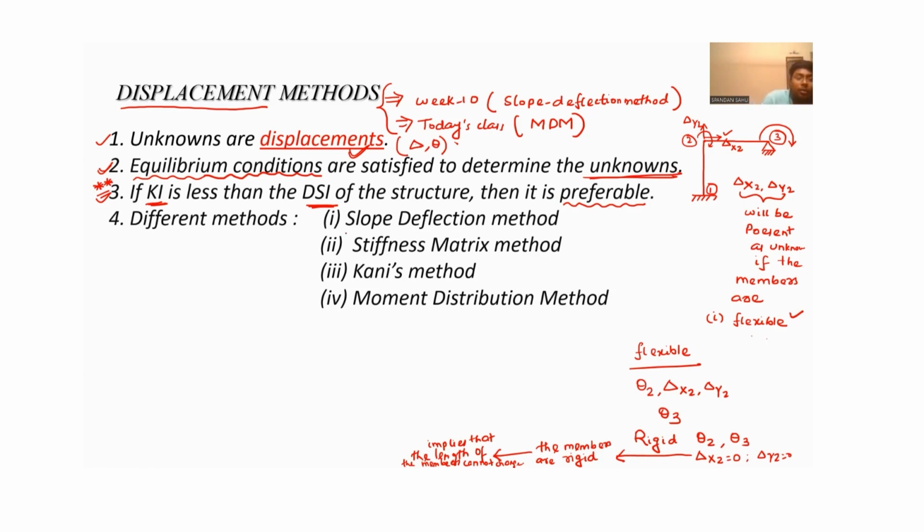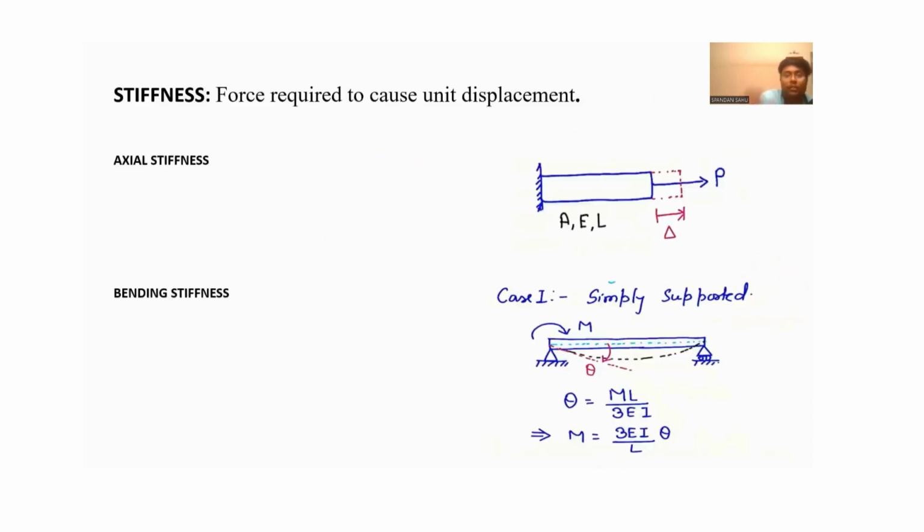And the last point is different types of displacement method. We have dealt with slope deflection method previous week, that is week 10. Stiffness matrix method is the topic of discussion for next week. Flanage method is not there in our syllabus, and moment distribution method we'll deal today. That is our main purpose of today's class.